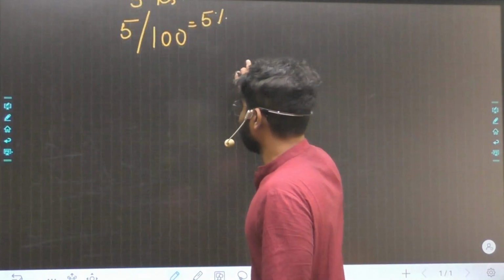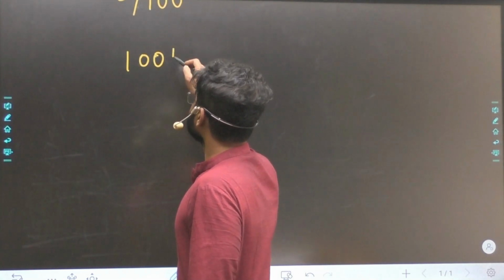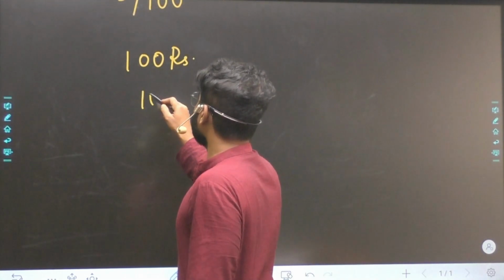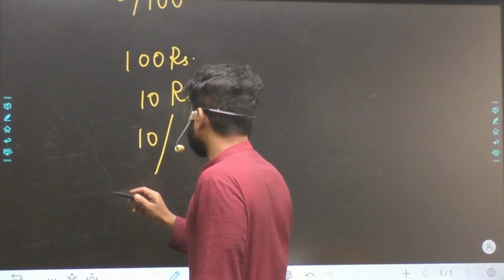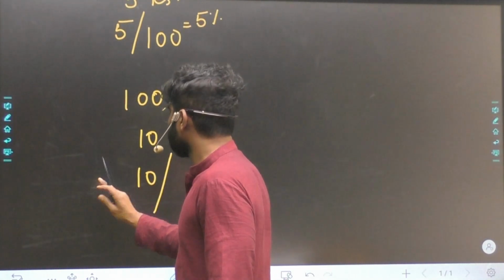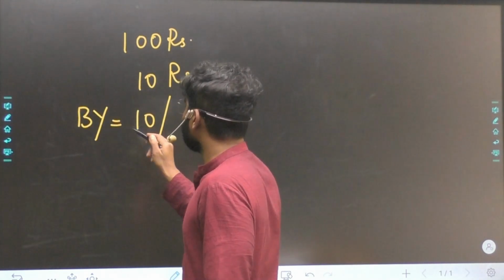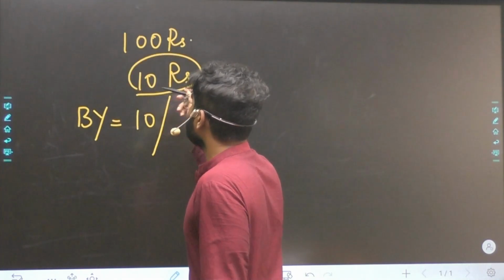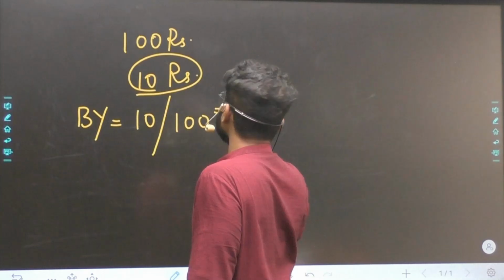A better way to understand is, let's say there is a bond which is 100 rupees and the coupon rate it is offering is 10 rupees. That means the bond yield is nothing but the coupon, that is 10 rupees, divided by the price of the bond, which is nothing but 10% in this case.